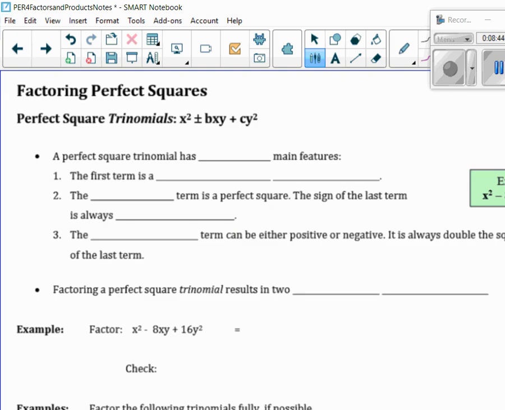Okay, moving on. Now we're going to do perfect squares. This one's harder to see, and honestly, a lot of the kids don't see it until grade 11 when we're doing it all the time. But if you can spot it, it's really fast to factor. So a perfect square trinomial has 3 main features. The first term is a perfect square. The second feature is the last term is a perfect square. And the sign of the last term is always positive.